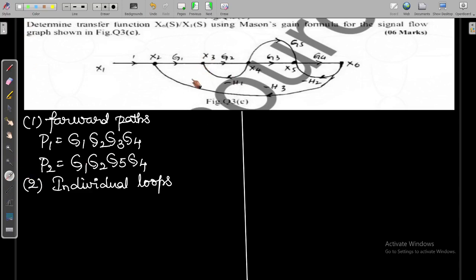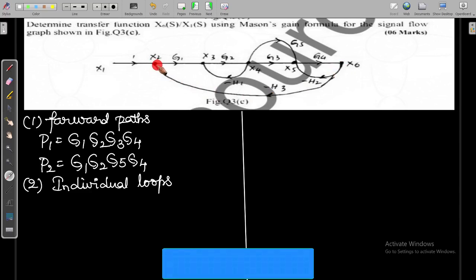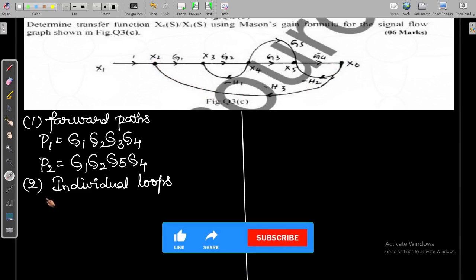If you observe here, the individual loops are this one, G2 into minus H1, another one is G4 into minus H2. Next you are having G1, G2, G3, G4 and minus H3. So that is one big loop. And also you are having G1, G2, G5, G4, then you are having minus H3. So there are 4 loops here. Here you can identify.